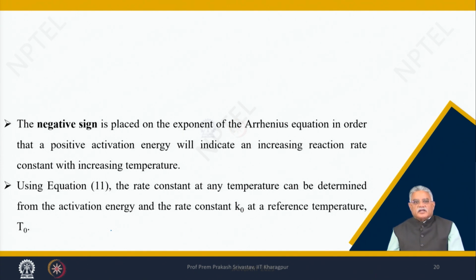The negative sign is placed on the exponent of the Arrhenius equation in order that a positive activation energy will indicate an increasing reaction rate constant with increasing temperature. Using equation 11, the rate constant at any temperature can be determined from the activation energy and the rate constant K0 at a reference temperature T0.